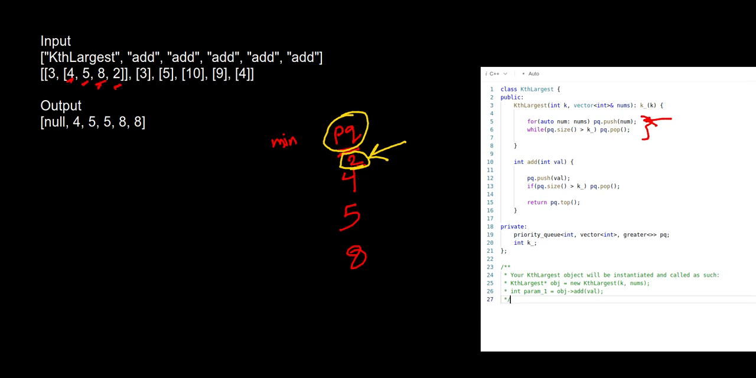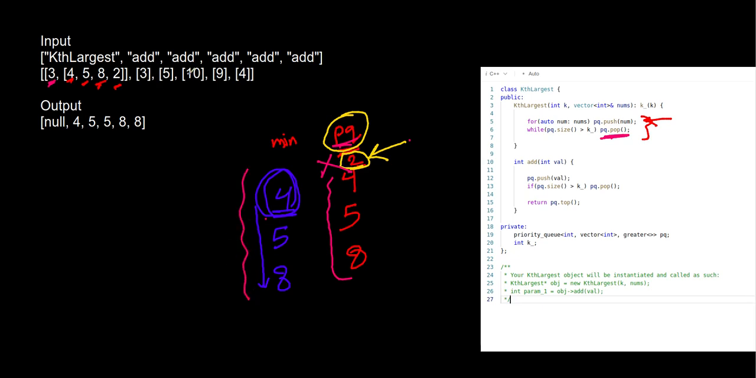Now we have k equal 3, so we need only 3 elements to be in the queue, and to do that let's remove the smallest one. So what we need to do is to pop this element from the queue, and the queue now contains 3 elements, 4, 5, 8. Note that it's not necessarily sorted in this order. What is important is that the first element, or the element at the top, is the smallest element. Now this is what we have in the priority queue.